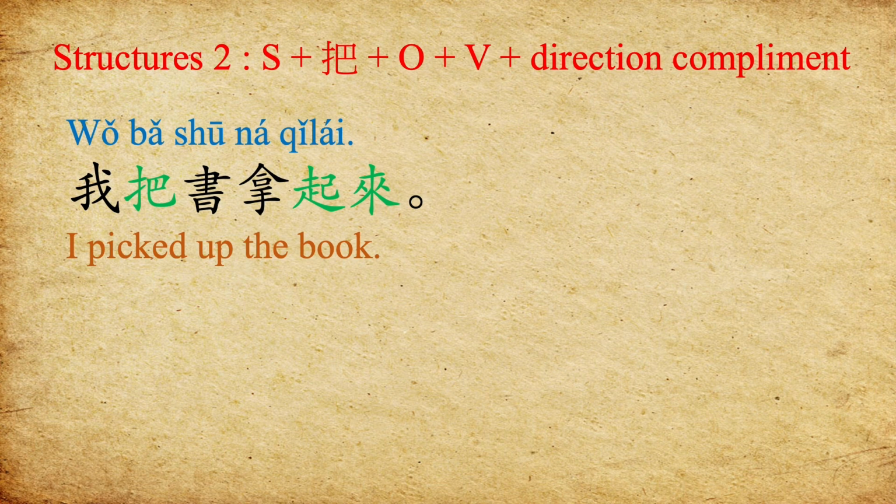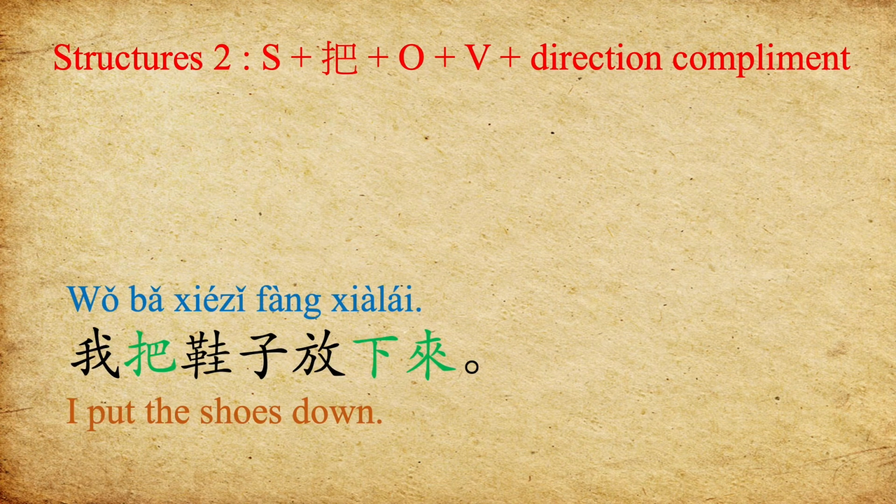And the second one: subject plus 把 plus object plus verb plus direction complement. For example, 我把书拿起来。起来 is kind of like up in English. So I picked up the book, I lifted the book. 起来 here is the direction complement. Second example, 我把鞋子放下来。下来 is kind of like down in English. So here it is the direction complement. I put the shoes down, or I put down the shoes.